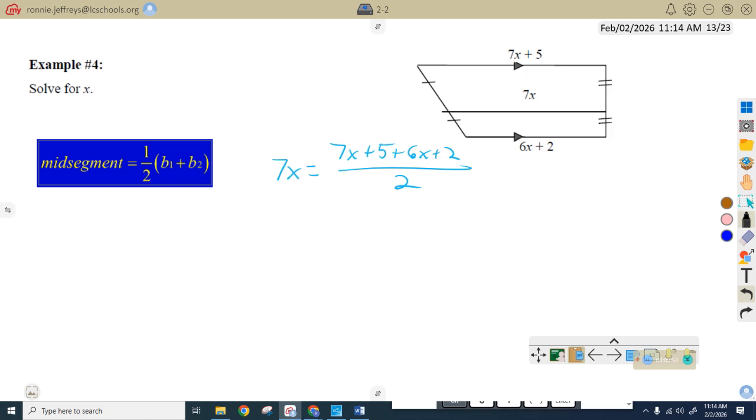So, you set it up like this. Remember, that's 1, that's 2, it's over 2, equals this. It's the same thing, just a little different.